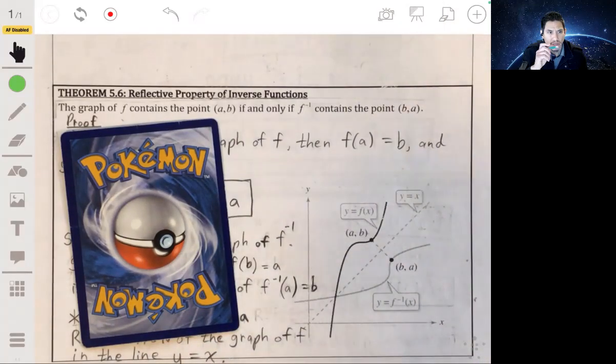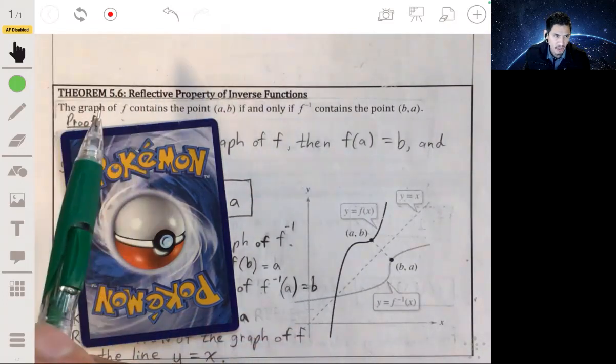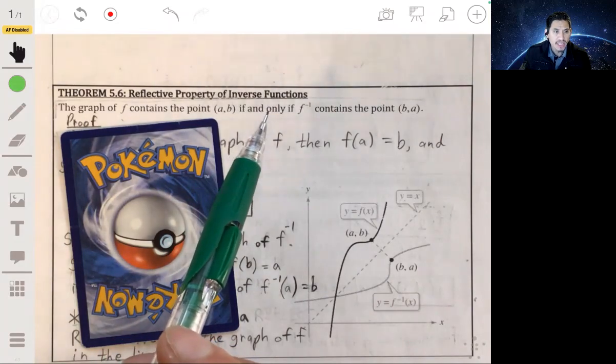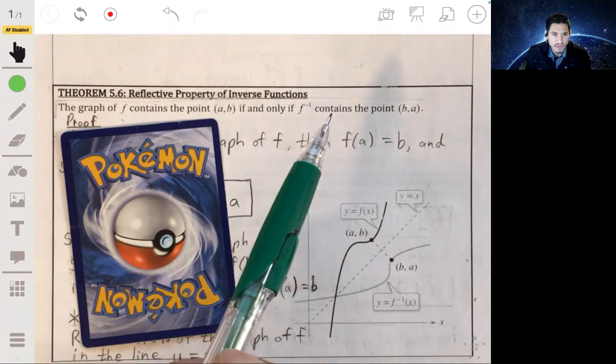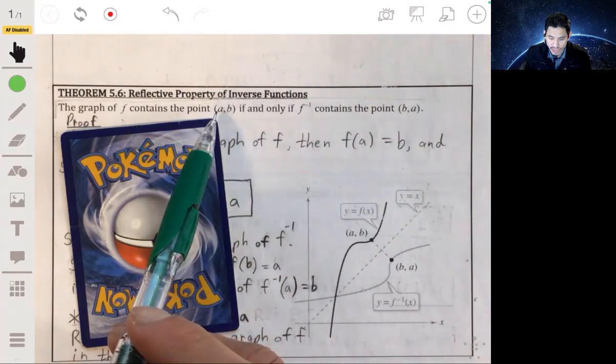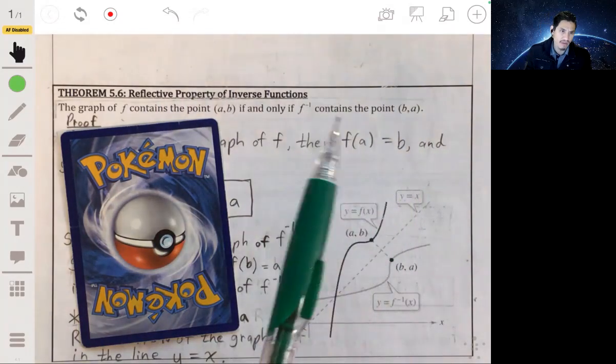Okay, so now let's look a little more into the concepts behind inverse functions, and we're going to start with what's called the reflexive property. This is a pretty cool property that is especially helpful if you're good with geometry. What it says is that if we have the graph of f with the point (A, B), then the graph of f inverse has to contain the point (B, A).